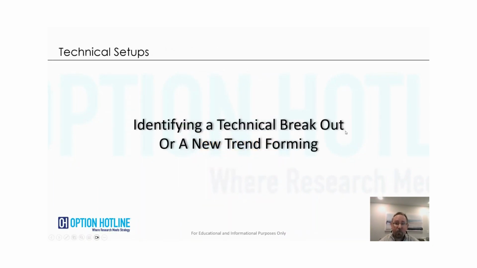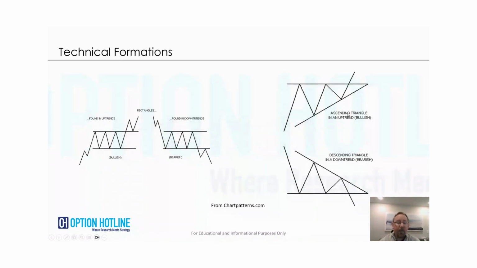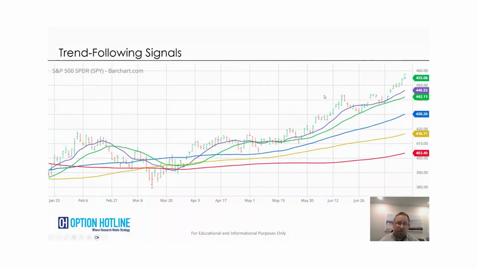One of the first things that we're going to be covering is identifying a technical breakout or a new trend forming. And some examples that we might talk about will be rectangles, triangles. There are many other breakout type formations. And then there's also trend following signals that of course will be part of our conversation.